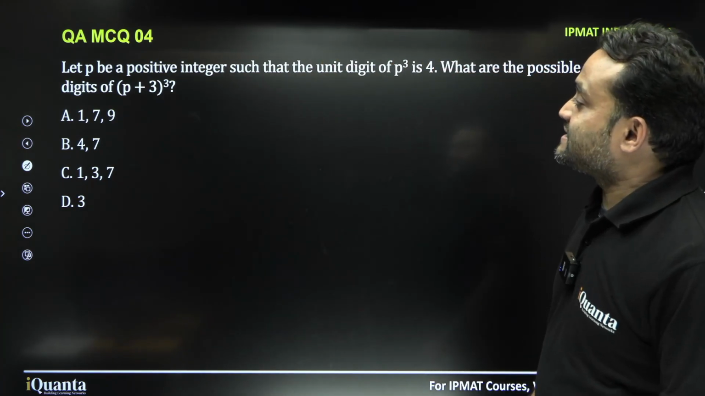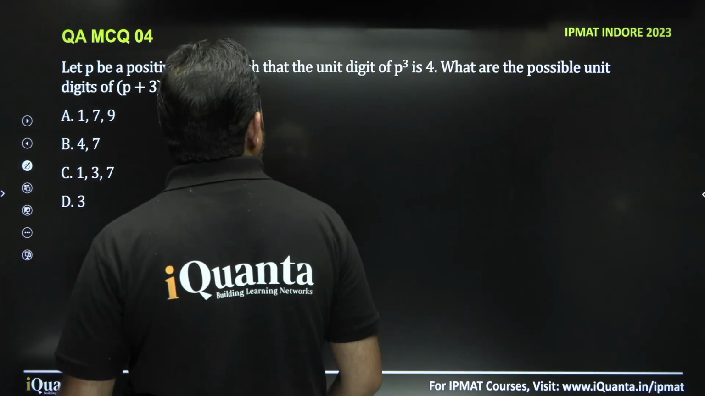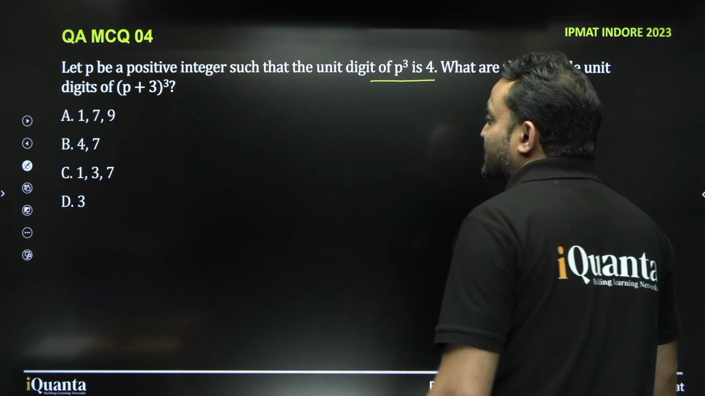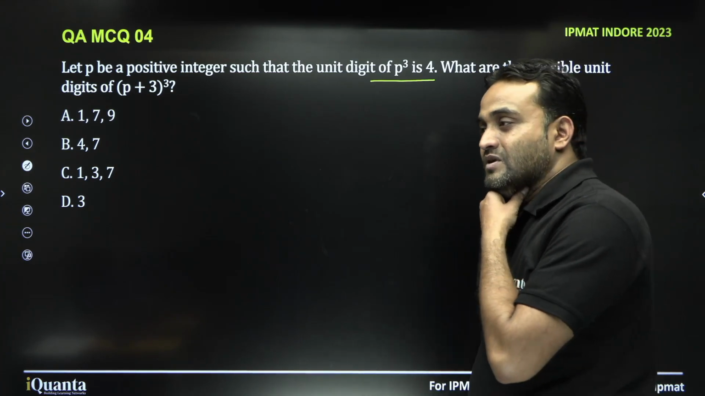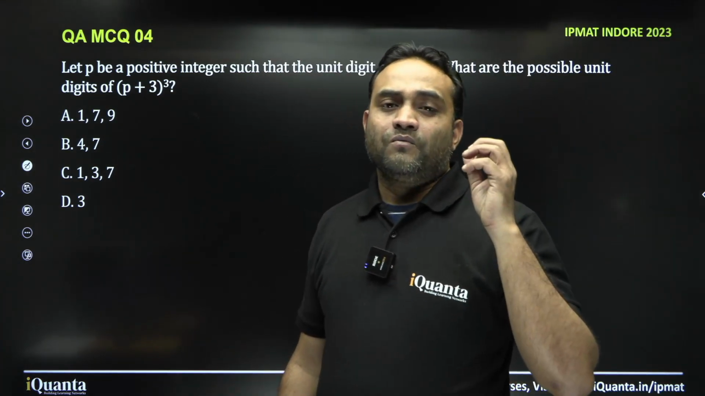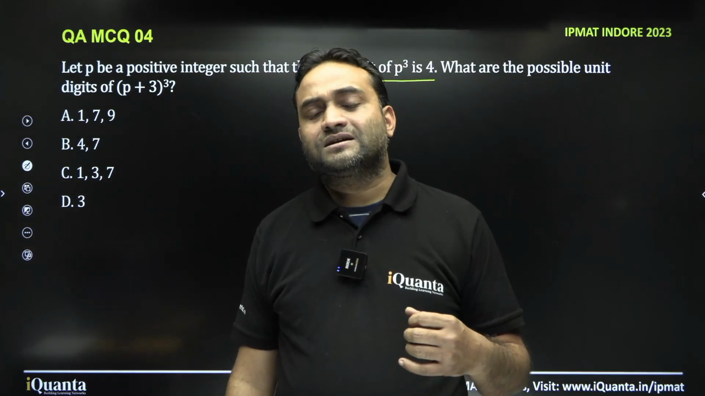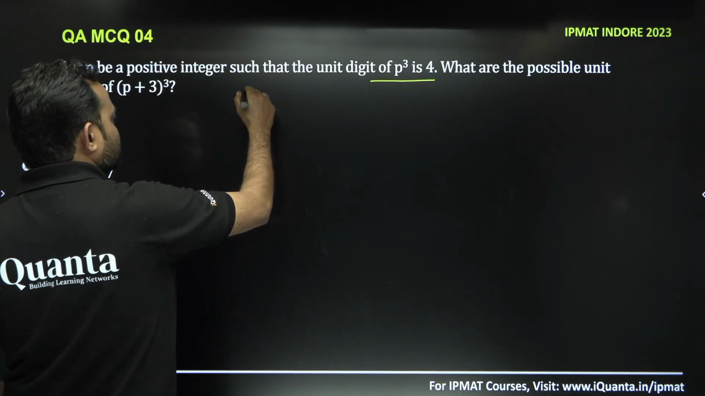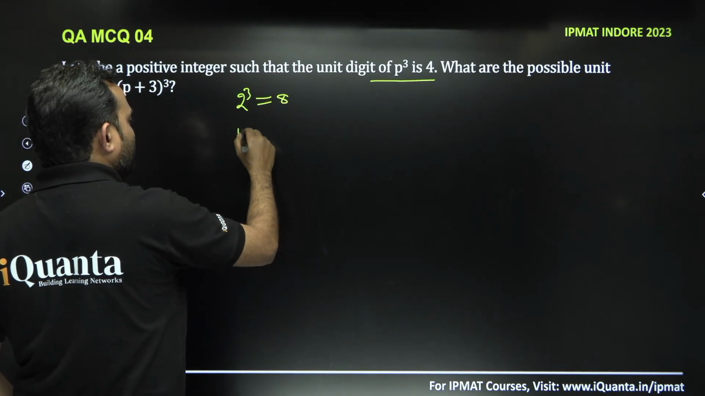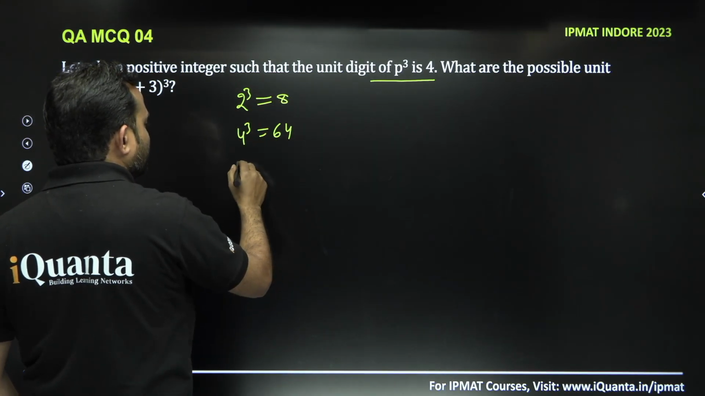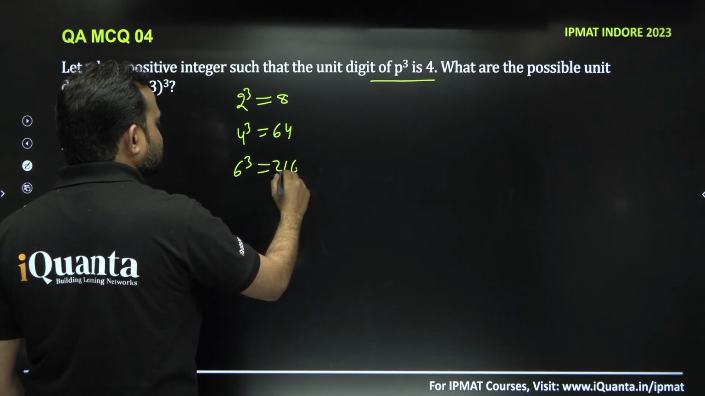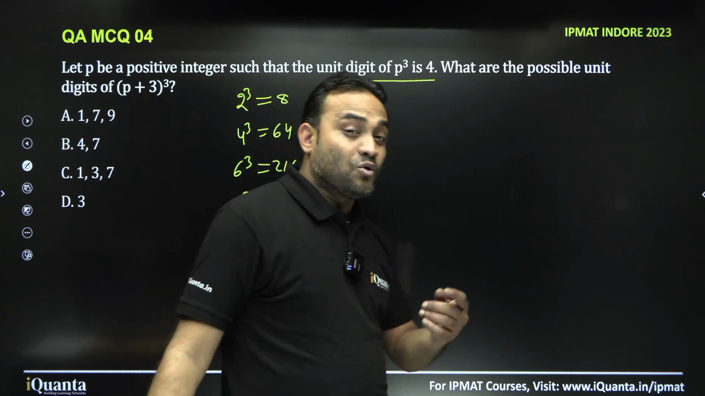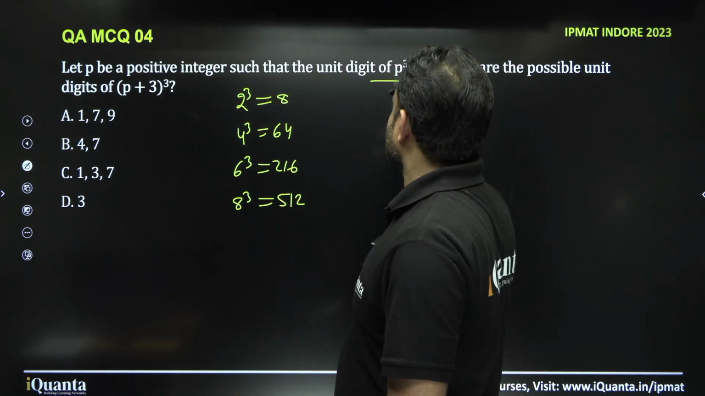Next question, it says let P be a positive integer such that the unit digit of P cube is 4. What are the possible unit digits of (P plus 3) cube? Now if you check for which number, when you take the cube, the unit digit is 4. If you take 2 cube, then it's 8. If you take 4 cube, then it's 64. If you take 6 cube, this is 216. If you take 8 cube, which is 512. I am considering only even digits because the unit digit is even.